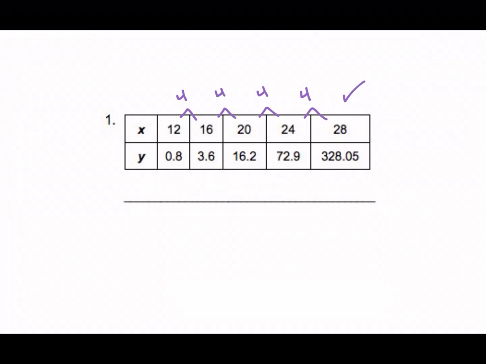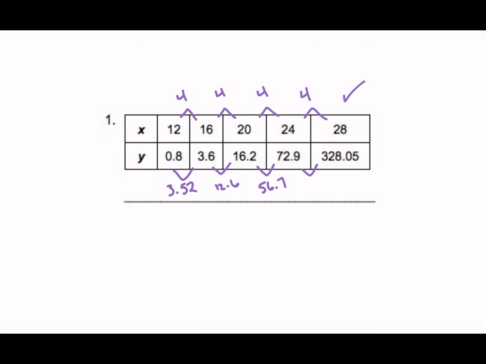So if I subtract 3.6 minus 0.8, this gives me 2.8. I'm going to subtract again, 16.2 minus 3.6 gives me 12.6. Well, those right there are not the same. So we can already eliminate linear, but we're not sure if it's quadratic or exponential. So to determine the difference between those, we have to finish finding our first differences so that we can then find the second differences to determine if it is quadratic.